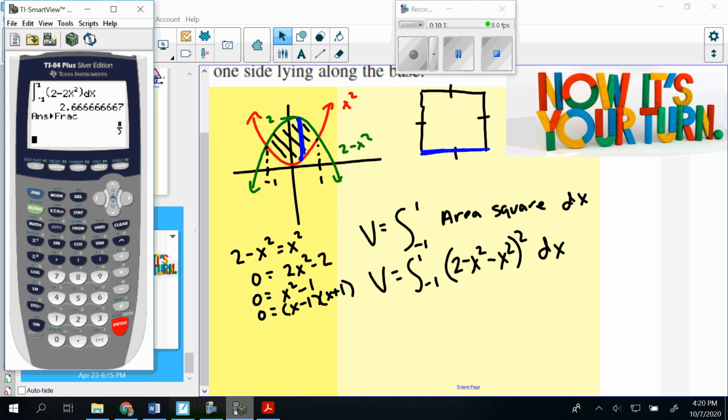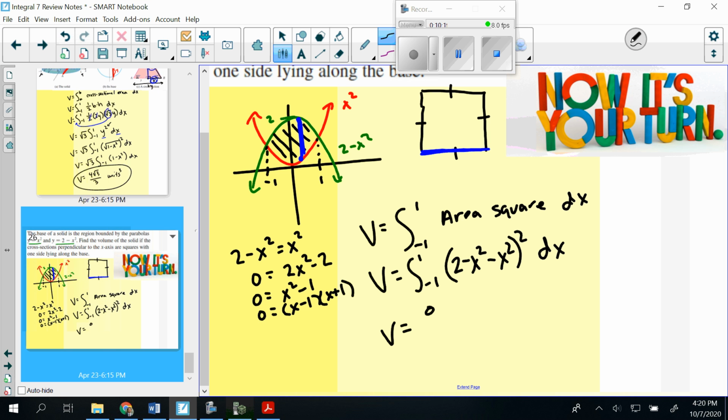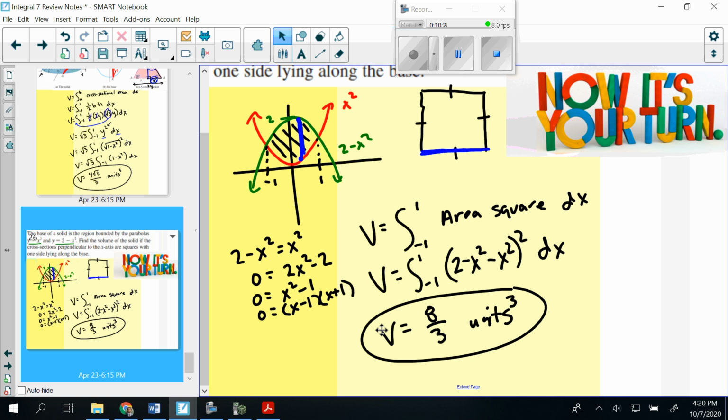And if you put it in, it comes out to be 8/3. So if you went through and did this and got 8/3 as your volume, nice job. So that's the process of those cross-section ones.